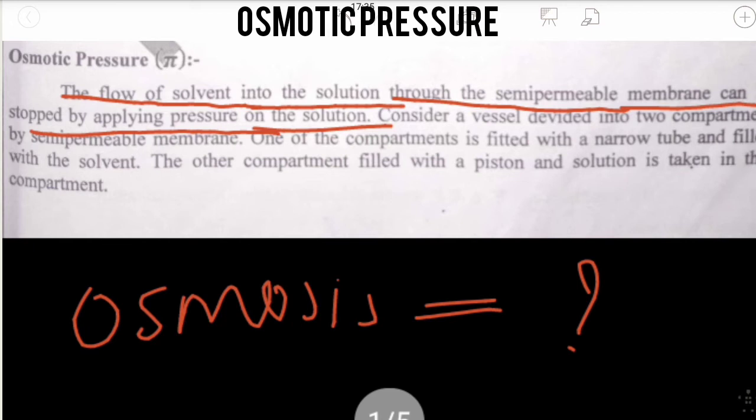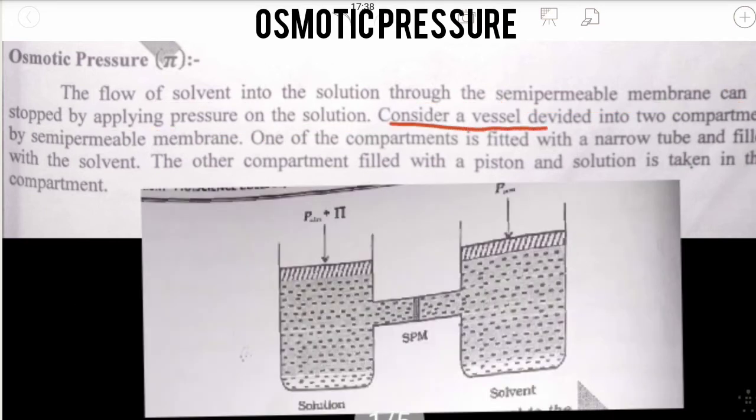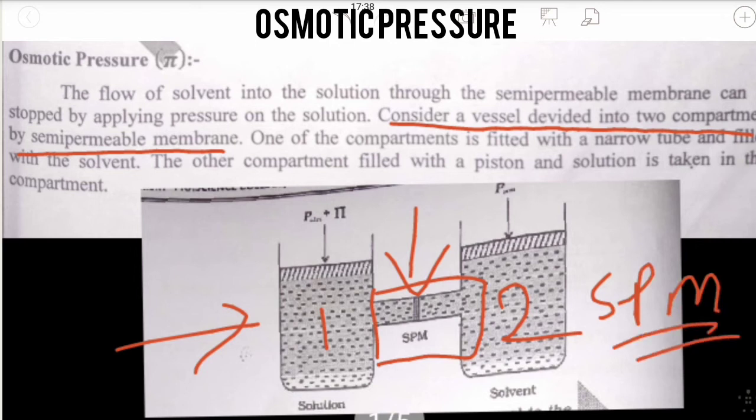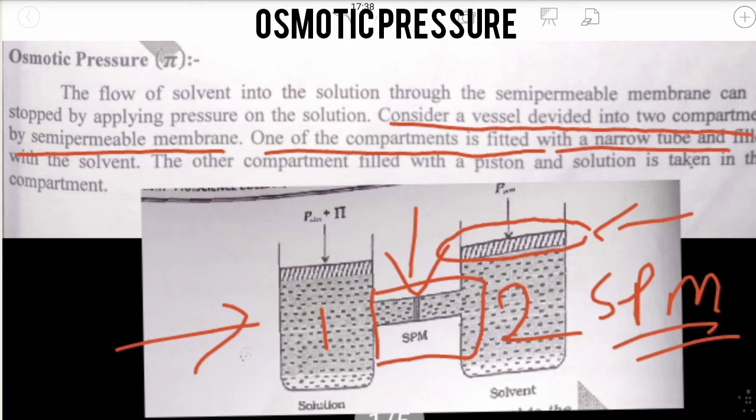The flow of solvent into the solution through the semi-permeable membrane can be stopped by applying pressure on the solution. Consider a vessel divided into two compartments by a semi-permeable membrane. This is a vessel containing two compartments, 1 and 2, separated by a semi-permeable membrane, denoted by SPM. One of the compartments is fitted with a narrow tube. Look here, it is fitted with a narrow tube. It consists mainly of solvent.